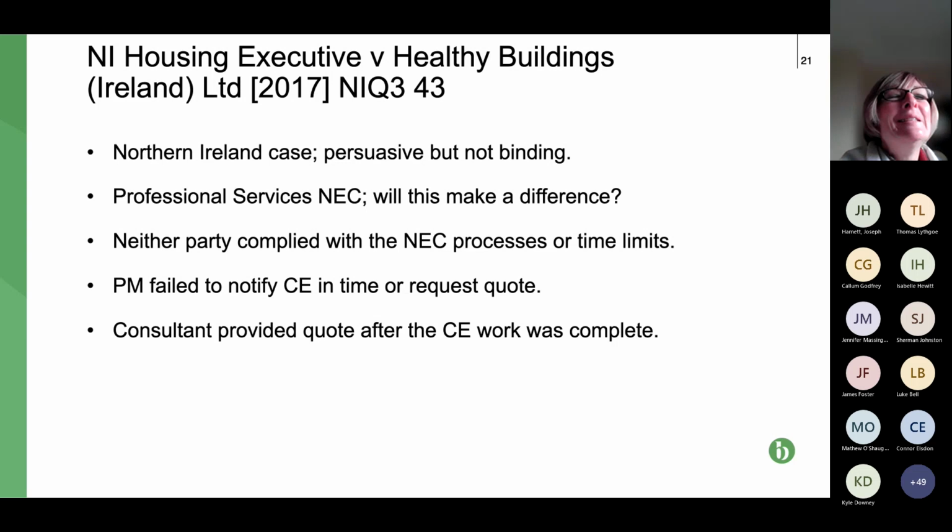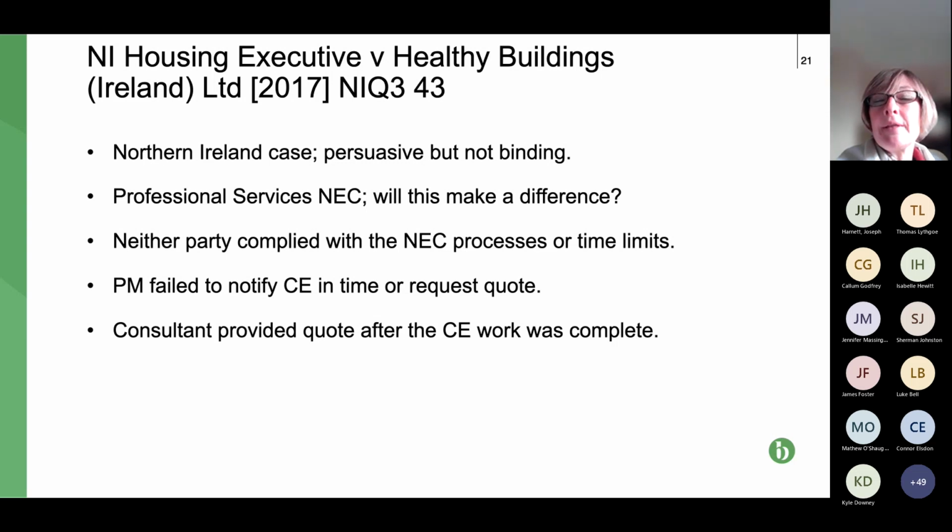So, for example, the scenario was that the project manager changed the work that the consultant, the professionals, were carrying out, but failed to notify a compensation event, and it was a CE number 1 change to the scope, and so it was on the PM. It's the PM's responsibility to notify. So it failed to notify and it failed to request a quote. So double breach of contract.